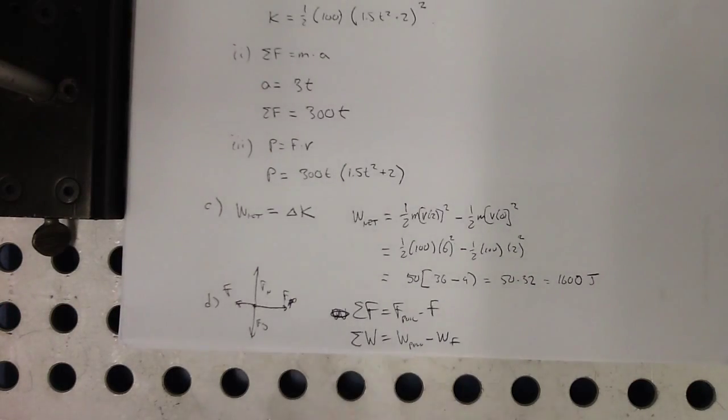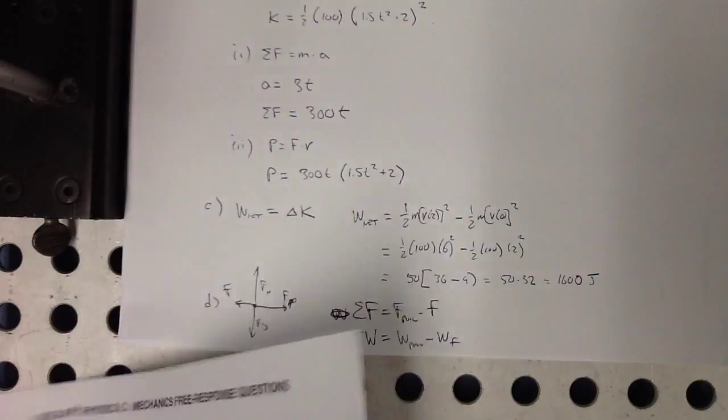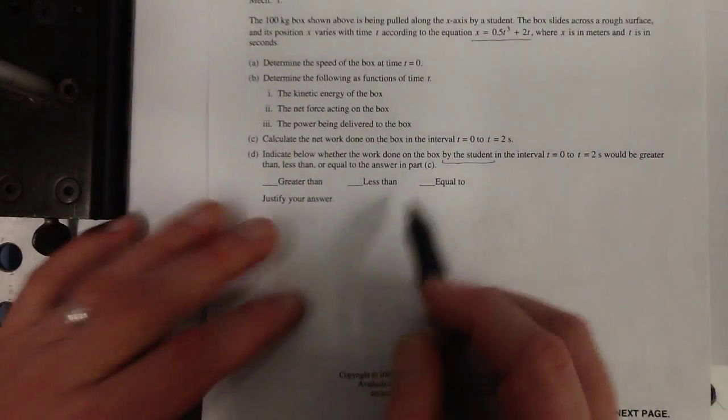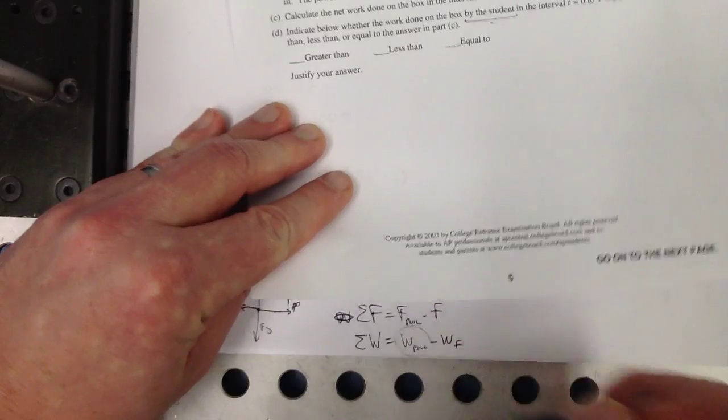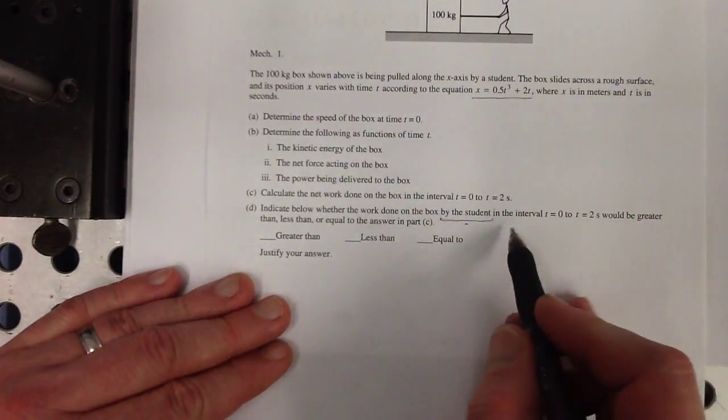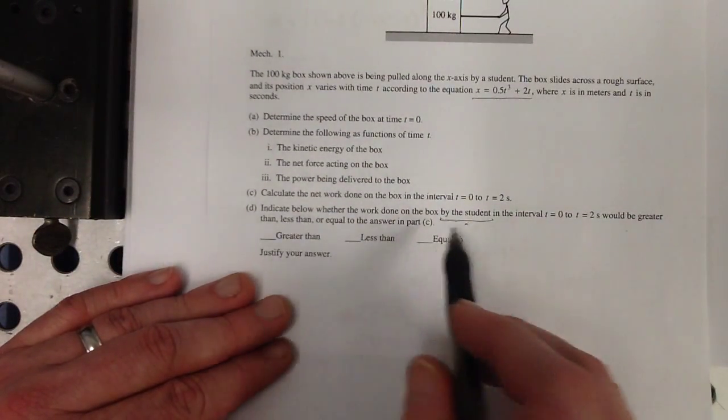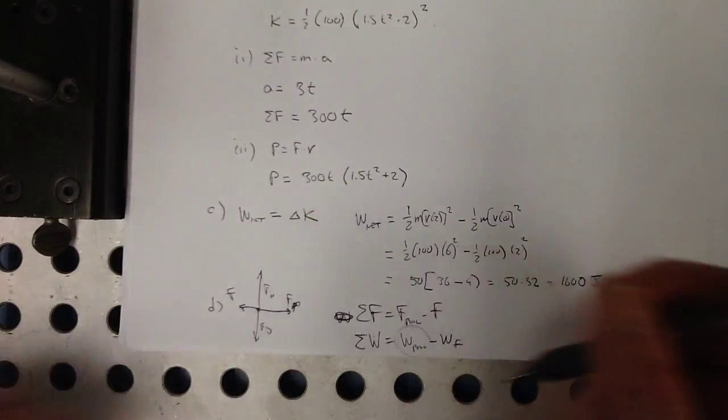And I think the answer to our question is right there in that equation. The question is, the work done by the student, well, that's this, right? This is the work done by the student. Is that greater than, less than, or equal to the answer in part C? The answer in part C is here.